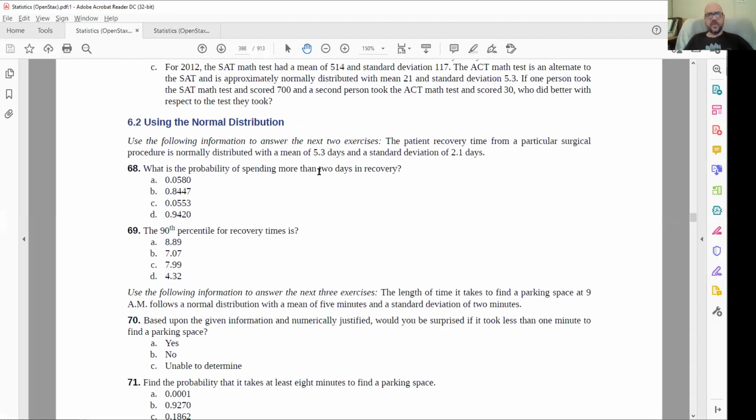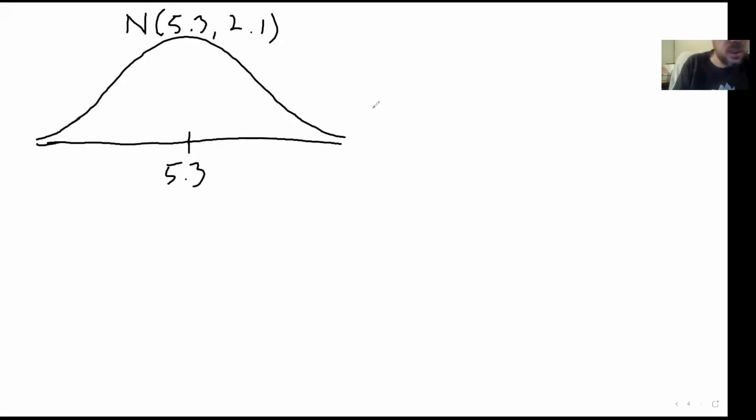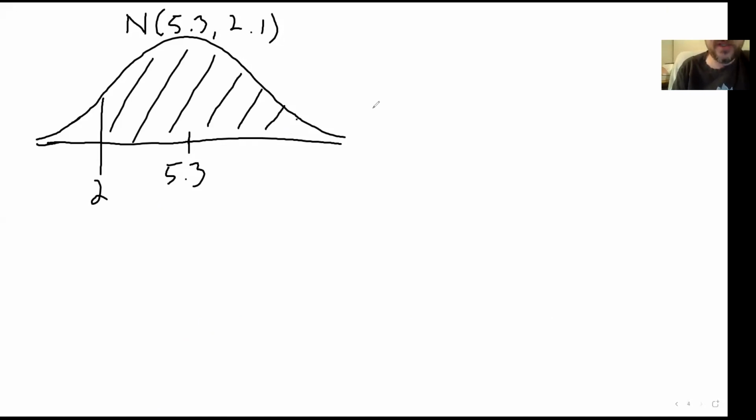Oh yeah, what's the probability of spending more than 2 days in recovery? So quite high. The average is 5.3 days, so we're expecting it to be quite a lot. So 2 is over here somewhere. I don't care if that's to scale. I just want to get it on the distribution as a visual aid. And then the probability of spending more than 2 days is that area.